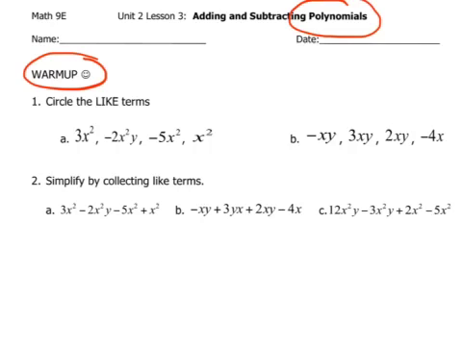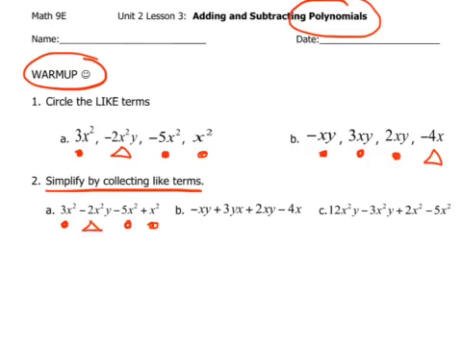Okay, for the first part, the like terms are always the ones with the same letters. So the like terms here would be this one and this one, but this would be something different. In B, anything with an x and a y would be a like term, so that one and that one, but this would be something different. To simplify by collecting like terms, that's what you did last day. And what you were supposed to do was label your items that are the same, and the ones that are different you couldn't do anything with.